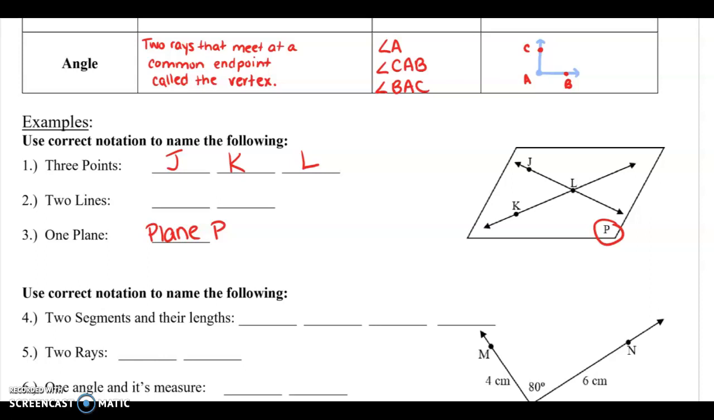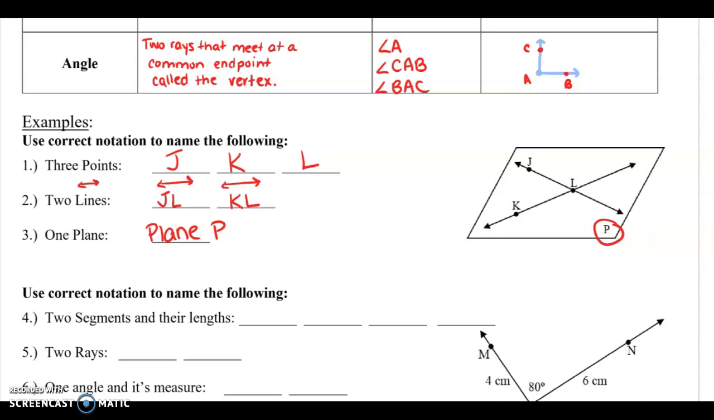And then 2 lines. So since it says lines, I have to make sure that I put the line notation over top. So that's going to be important for your IXL. So JL is one of them. Yes, you could have also written LJ backwards. And KL is another. Yes, you could have written LK, gone the other way, as long as you have the line over top.